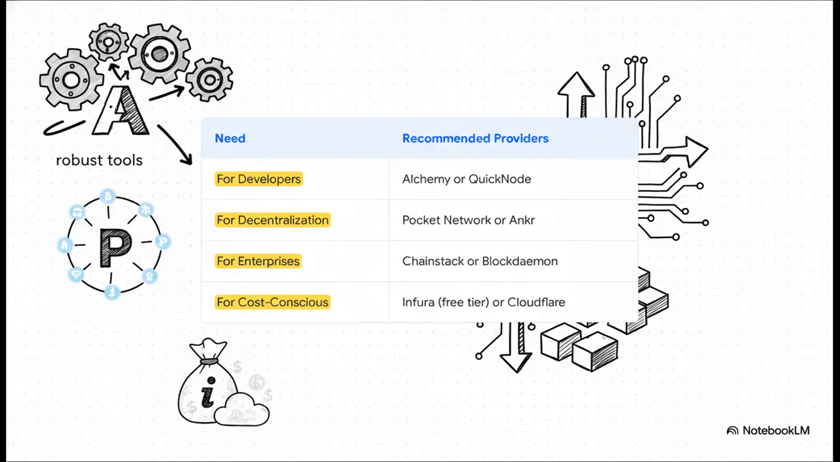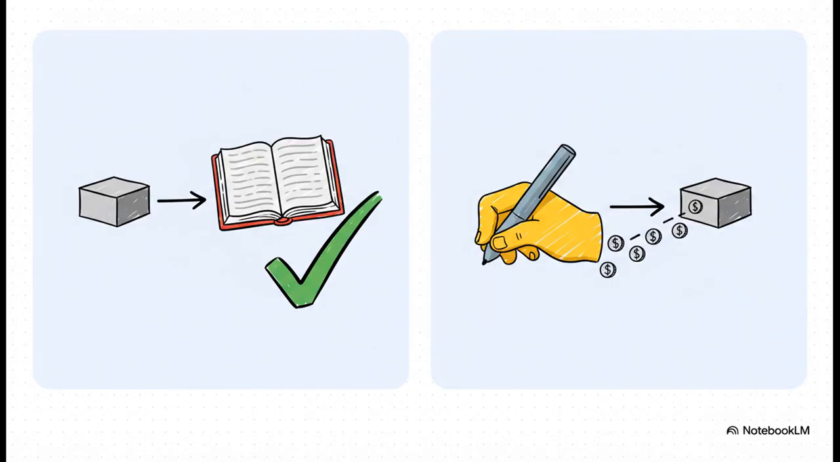Now, here's the good news. You don't have to go out and set up your own physical computer to be a node. That's a lot of work. Most developers just use a service called a node provider. And as you can see from this little chart, which one you pick really just depends on what you need. If you're a developer who wants powerful tools, you might go with Alchemy or QuickNode. If your main priority is decentralization, you look at something like Pocket Network. And hey, if you're just starting and don't want to spend money, providers like Infura have awesome free plans to get you started.